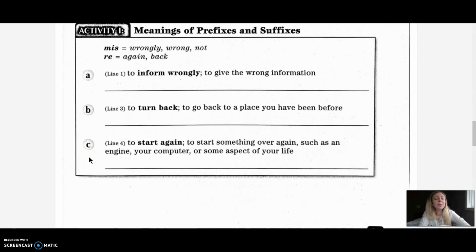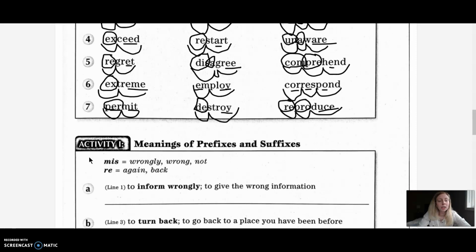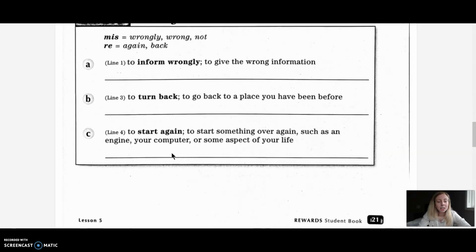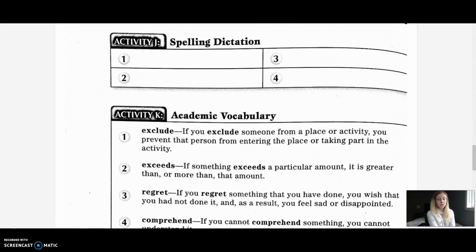Line C. So now for part C, we're going to be looking at line 4. To start again, to start something over again, such as an engine, your computer, or some aspect of your life. So we'll look at line 4. To start again. Correct, it is restart, to start again. Remember, re is again, restart. Nice job, guys.